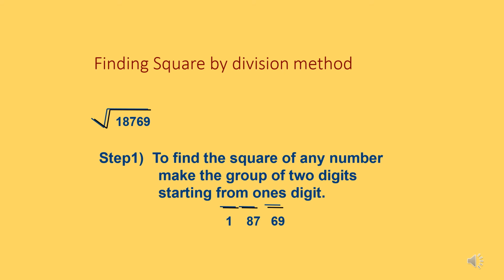So 3 groups are there. You have to find the square root of this number, and your answer will be of 3 digits. As you can see, how many groups are created? 3. So your answer will be of 3 digits. That is also one more interesting part of this method. Before finding the answer, you can find how many digits will be there in your answer.